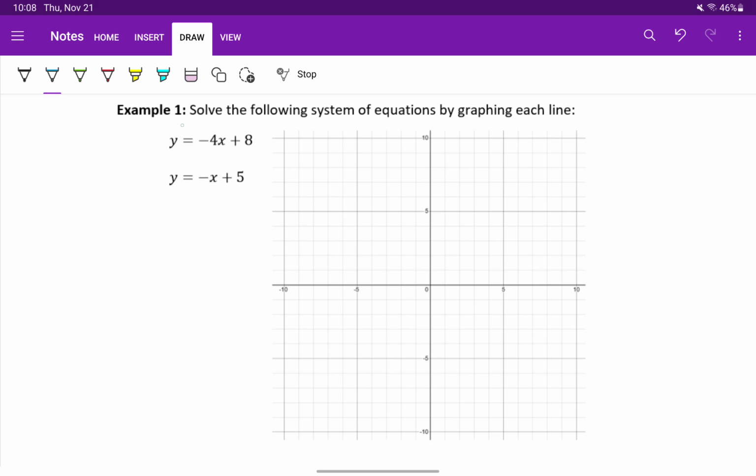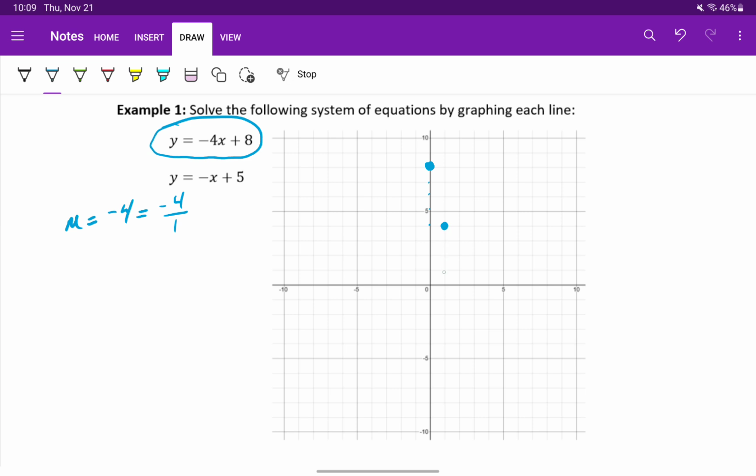First we have y is equal to negative 4x plus 8. We can start by graphing our y-intercept, which is 8. And then we can use our slope to find a second point. In this case, our slope is negative 4, which is the same thing as negative 4 over 1. Meaning to get to our next point, we'll move down 1, 2, 3, 4, and over 1 to find that second point.